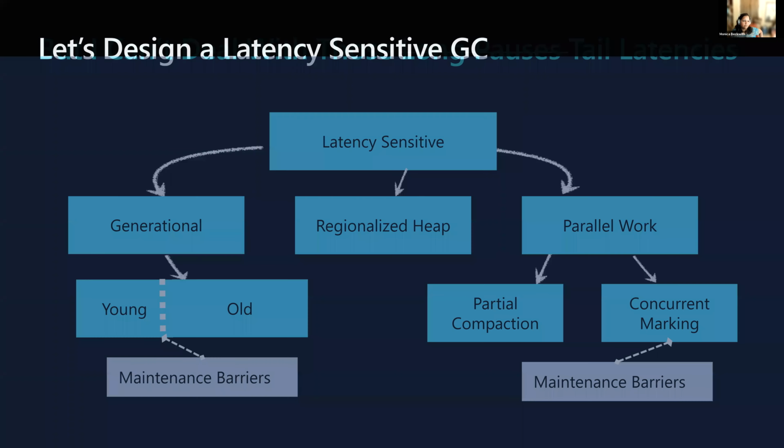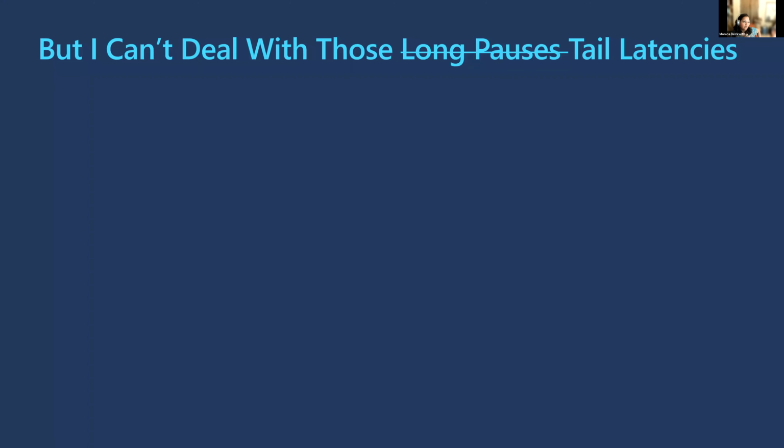So what is the problem with G1? It's no longer long pauses. And I will show you, I have some numbers with JDK 17. It's about those tail latencies. And what that means is that up until maybe the 99th percentile, you're okay. But at 5 nines, like the 99.999th percentile, people are observing really, really bad tail latencies.